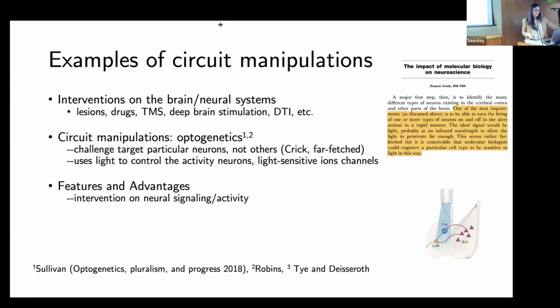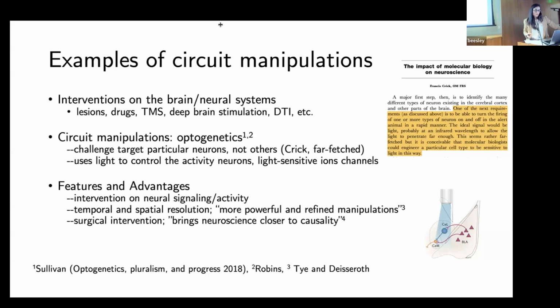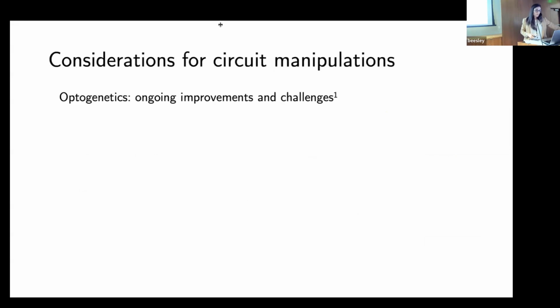Not that fixed anatomical connectivity. It's a technique that provides impressive temporal and spatial resolution, right? And this is something that's highlighted in so many different types of papers and projects on this work. A kind of paradigm of a surgical intervention that is bringing neuroscience closer to causality. An impressive type of technique, but one that is still undergoing various types of improvements, and that scientists cite has challenges that are kind of at the forefront of their minds in advancing these types of methods.